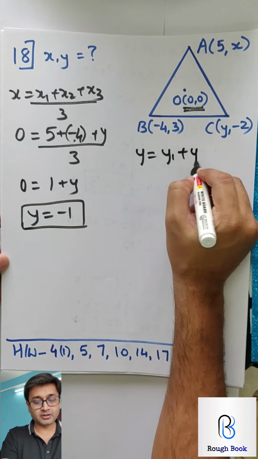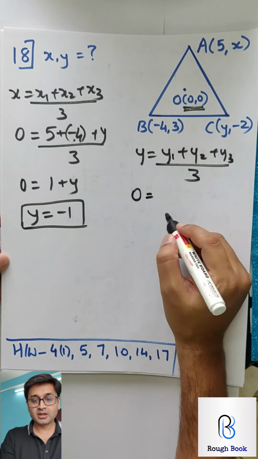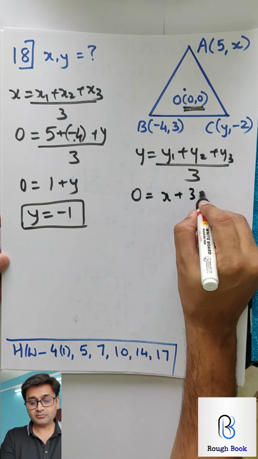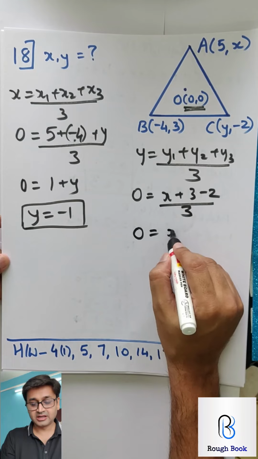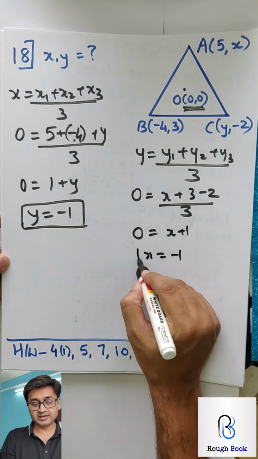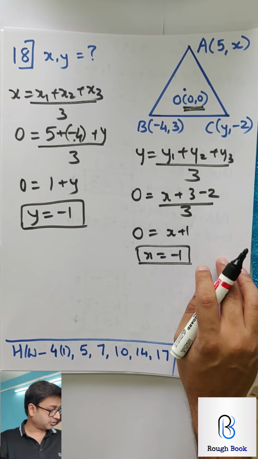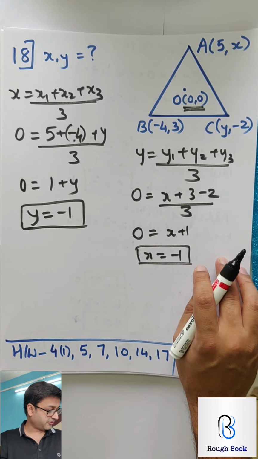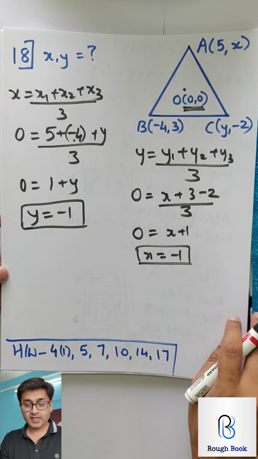Likewise y1 plus y2 plus y3 by 3. So y is again 0. y1 is x, y2 is 3, y3 is minus 2, by 3. So this goes on the other side, x plus 1. So again I get x also as minus 1. Your target is find x and y. So you don't need to substitute it further. Just leave it like that only, because they clearly said find the values of x and y.